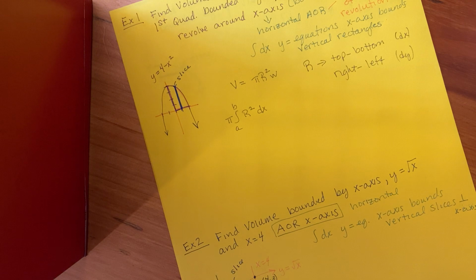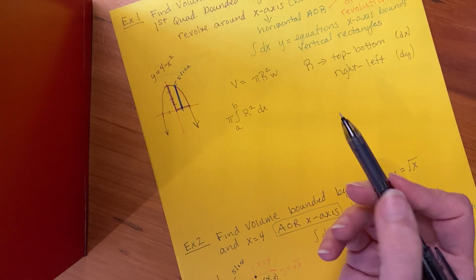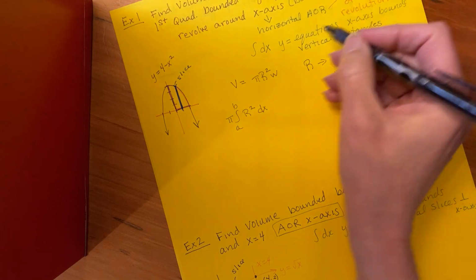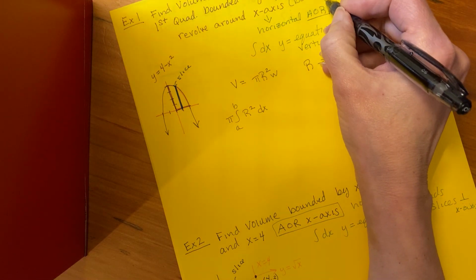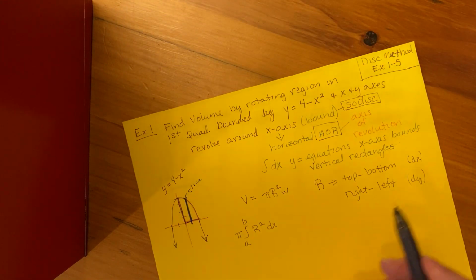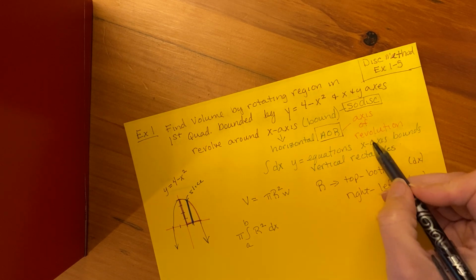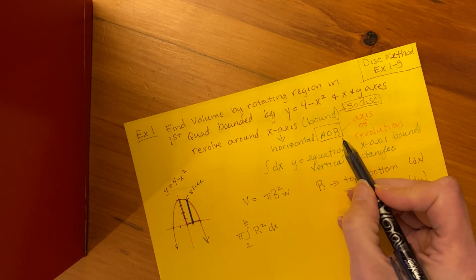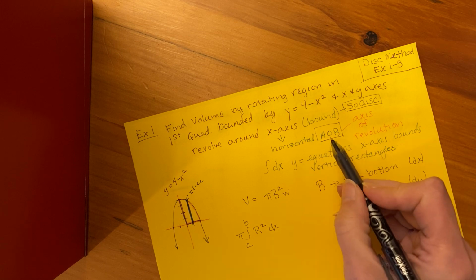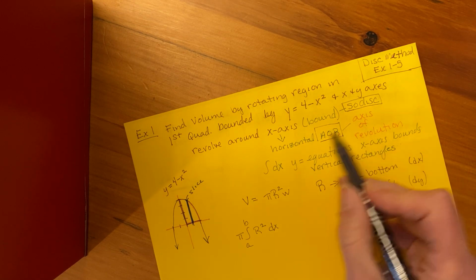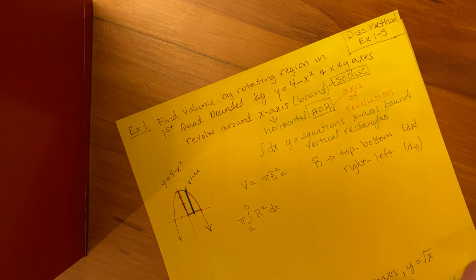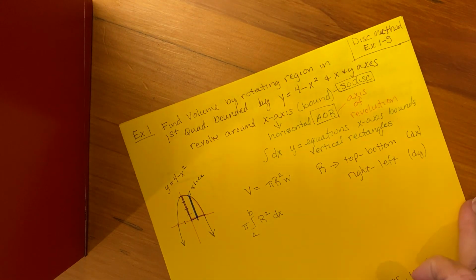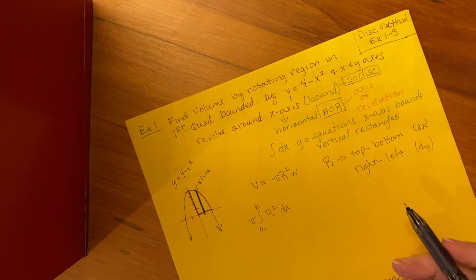Now, a question always becomes, how do I know if I'm doing a disk? Today it's not really going to matter because that's all we're going to look at today. But what you want to think about is the axis of rotation. I'm going to call the axis of rotation AOR. That's what you're going to revolve around, and that tells you whether it's a disc or not. So today, everything is going to be a disc. Tomorrow, when we do washers, that'll change and be a little bit different.